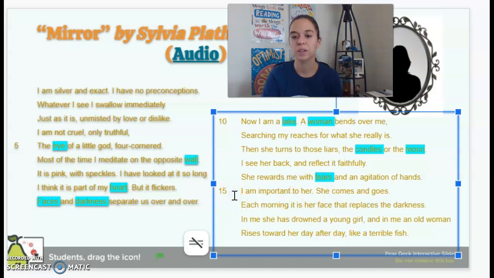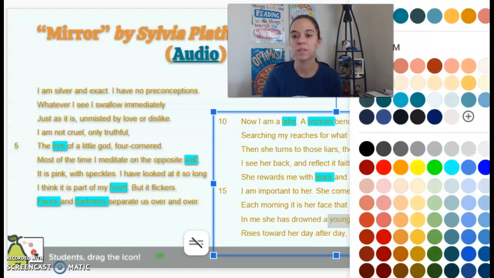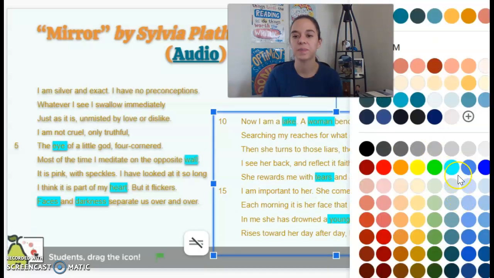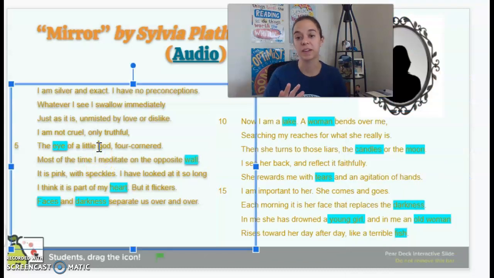I am important to her. She comes and goes. Each morning it is her face that replaces the darkness, darkness again. In me, she has drowned a young girl, and in me, an old woman rises. Interesting. I think young girl and woman are significant symbols as well. Rises towards her day after day, like a terrible fish. There's a lot to break down in this poem, okay? So we're going to take just a couple seconds here.